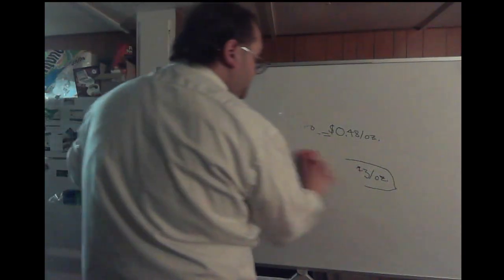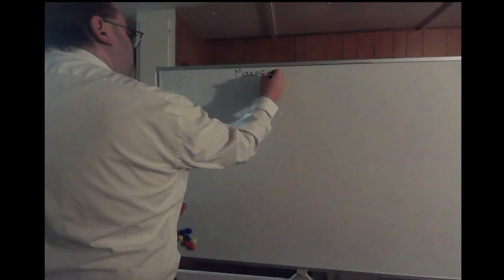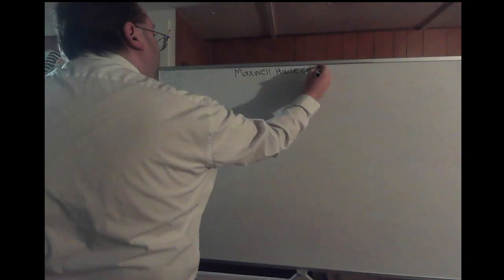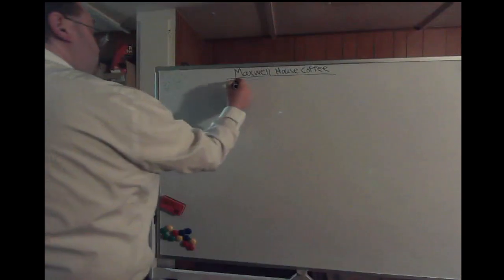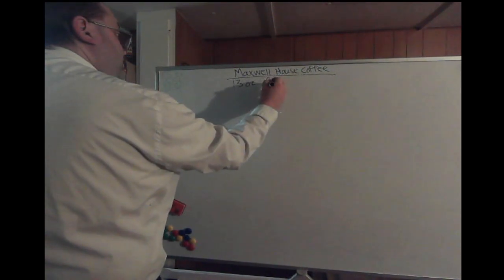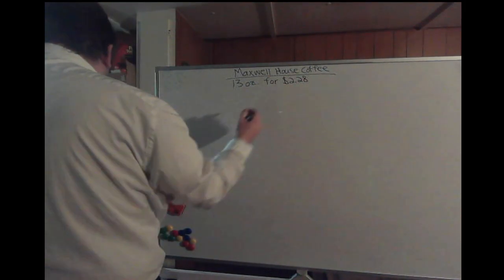But let's see, I got one more example here. Then I have what? 28? Oh yes, Maxwell House coffee. Who doesn't like coffee? Let's see. Maxwell House coffee. Who doesn't like a nice good cup of coffee in the morning? I know I do. So the store that you're shopping at offers 13 ounces for $2.28. That'd be nice if that were the case.